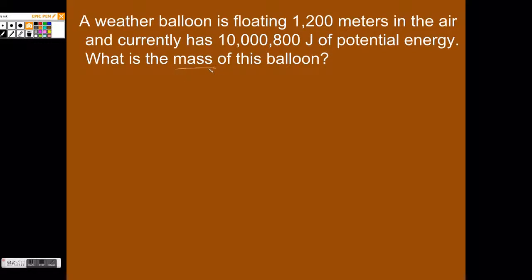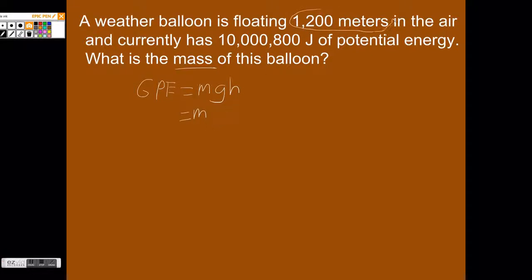So right away we know to use the potential energy formula because we see the words potential energy. And we also see that it's asking us for mass. So let's write down our formula, GPE equals mgh. So we saw that it's looking for mass, so we know automatically that's going to be our unknown variable. So let's plug that in first. Now all we need to do is find gravity, height, and GPE.